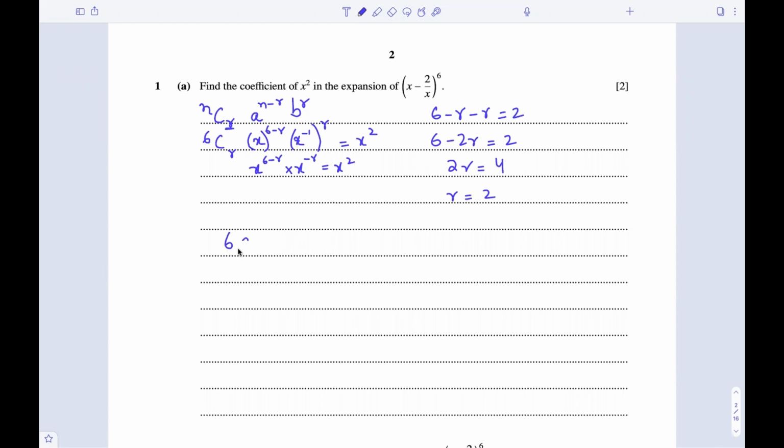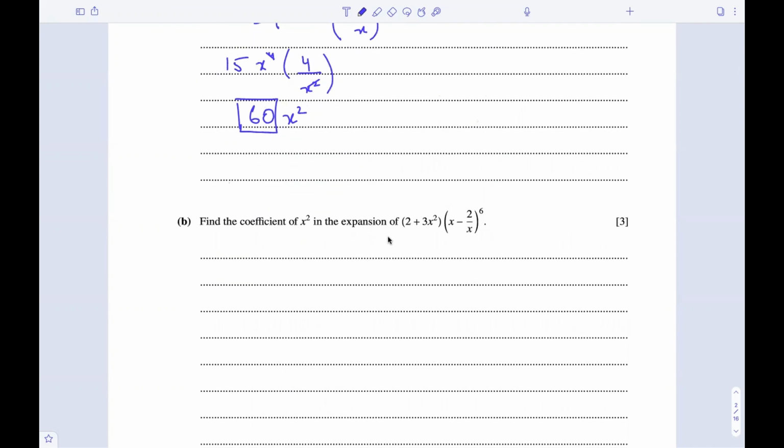So we can use 6C2, a to the power, which is x to the power 6 minus 2, and b to the power, minus 2 upon x, to the power 2. 6C2 is 15. We have 15x to the power 4 into minus 2 whole squared, which is 4 upon x squared. So x to the power 4 will become x squared. So we have 60x squared. So 60 is the coefficient of x squared in the expansion.